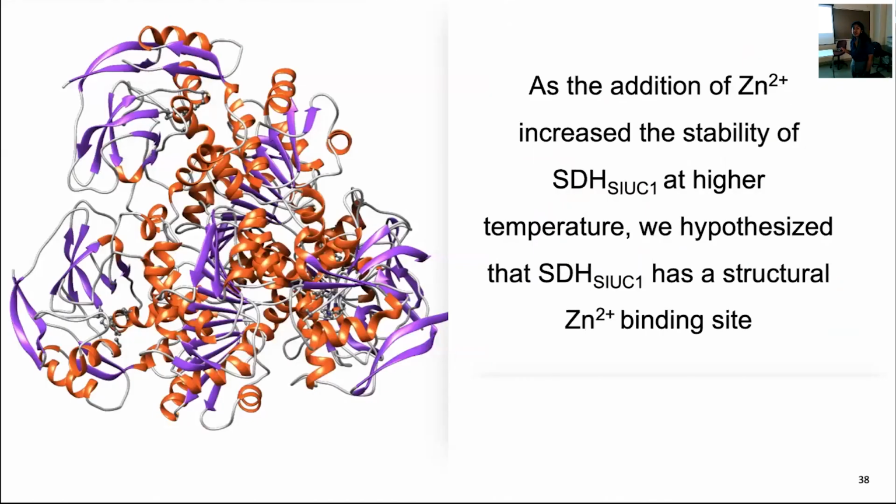So depending on that observation, we came up with a hypothesis. We say that the addition of zinc 2+ increased the stability of SDH-SiUC1 at higher temperature. Our hypothesis was that SDH-SiUC1 has a structural zinc binding site.